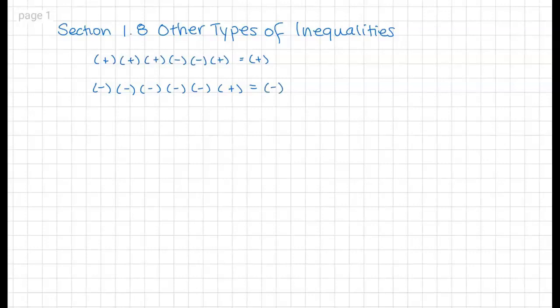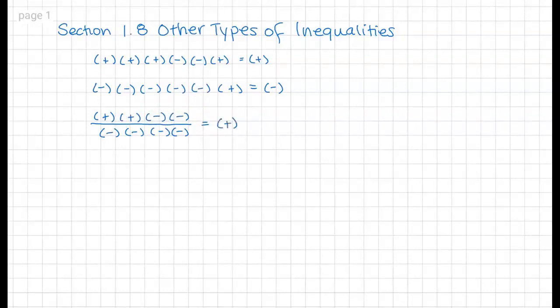And I could even go crazy, and I could ask, what is a positive times a negative times a negative divided by a negative times a negative times a negative times a negative? So think about that. And if you're thinking positive, you would be correct. Again, division follows the same rule as multiplication. So we have 1, 2, 3, 4, 5, 6 negatives altogether. It's still an even number. So the answer is positive.